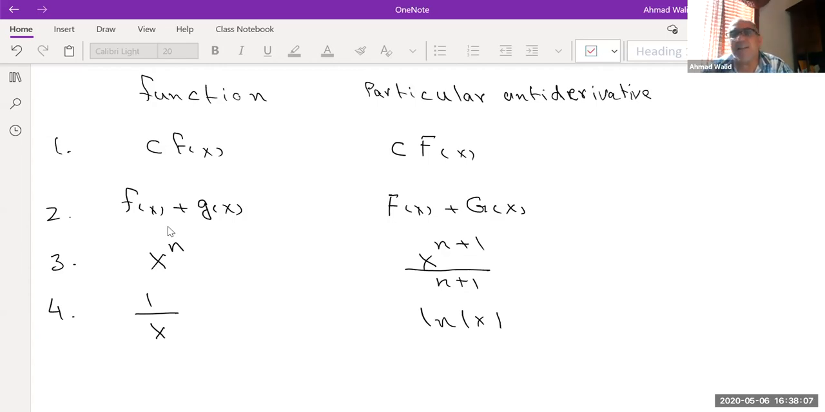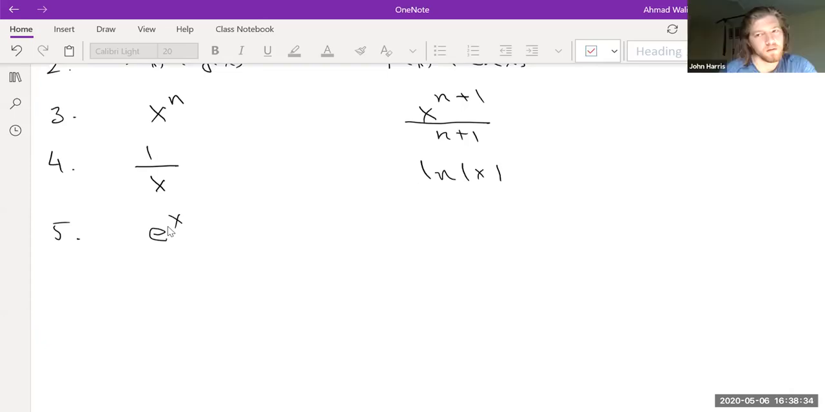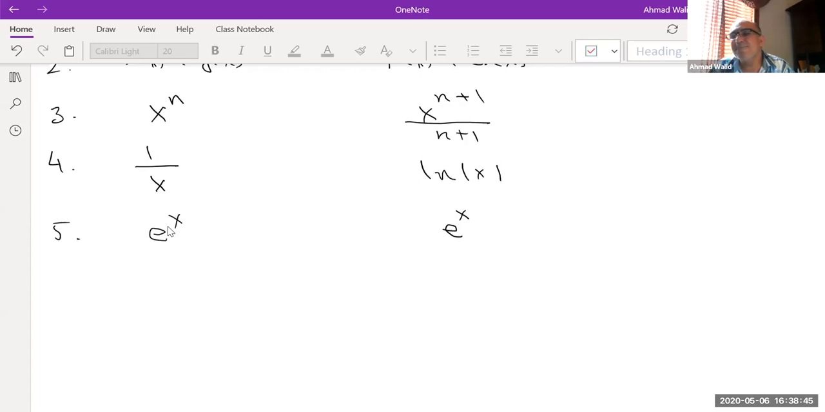Because it's antiderivative, right? Number 5. If you remember the derivative of these functions, you can remember easily the antiderivative. Number 5, e to the x. What will be the antiderivative of e to the x? You tell me. I'll show you the proof in calculus 2, not calculus 1. What was the derivative of e to the x? E to the x, then the antiderivative of e to the x is also e to the x.